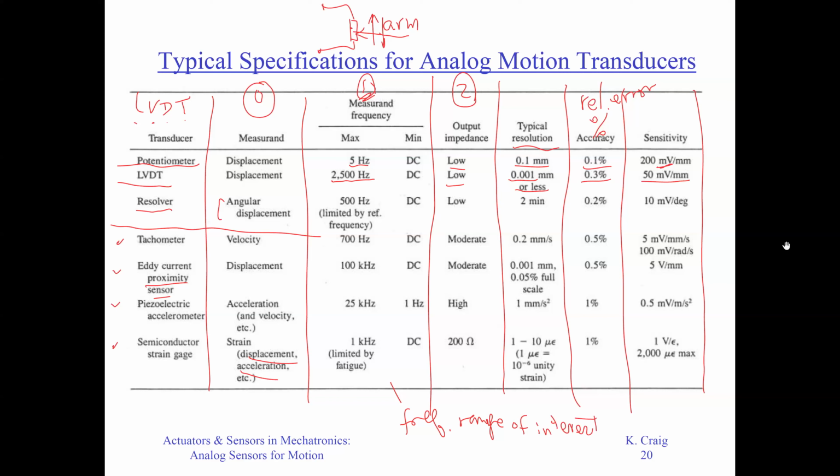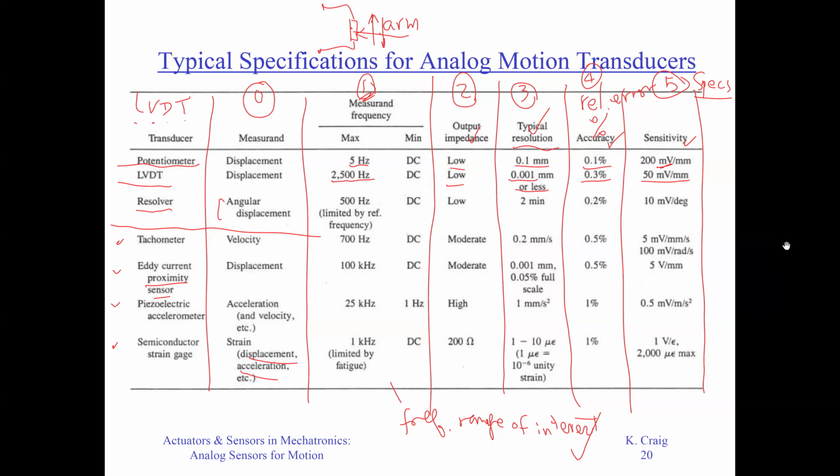And we are going to go through all these things closely. But I want you to memorize, okay? You don't have to, but it's better to memorize. So you have 5 specs to check, okay? First, frequency range of interest. Second, output impedance, resolution, accuracy, and sensitivity.